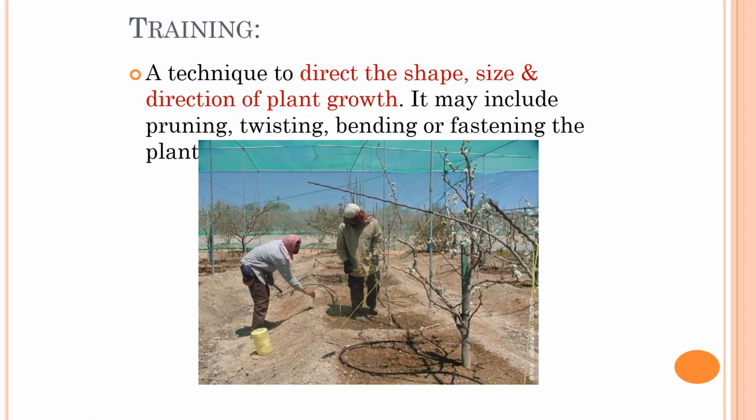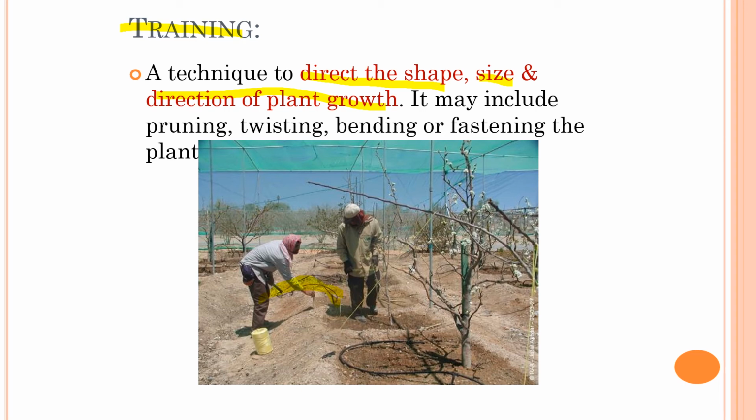The last part of this lecture is about training. Training is like using the pruning technique, but to do what? It's actually a type of pruning, to direct tree shape and also tree size, as well as plant growth. This is called training. When you train a tree, it means you tie it with ropes and things like that.